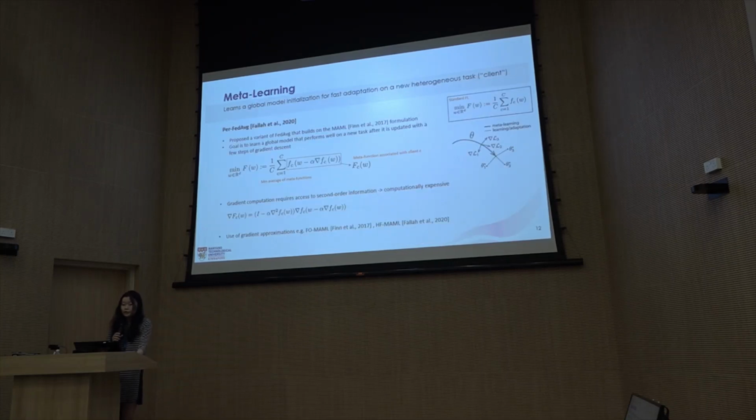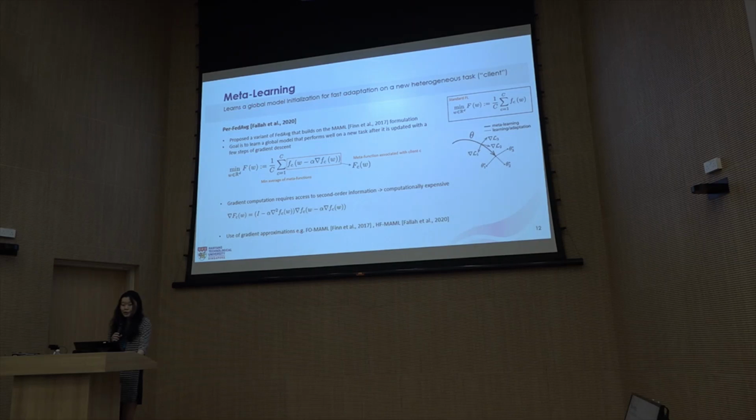And next we have meta learning. So meta learning is also used to improve the global model, but it has a goal of fast adaptation or personalization on the client. So in standard FL, the goal is to minimize the aggregated local loss across all clients. But in meta learning, the goal is to learn a global model that performs well on a new task after it is updated with a few steps of gradient descent.